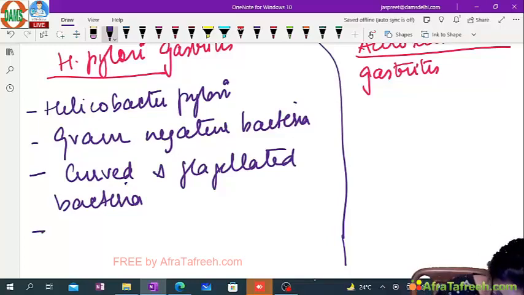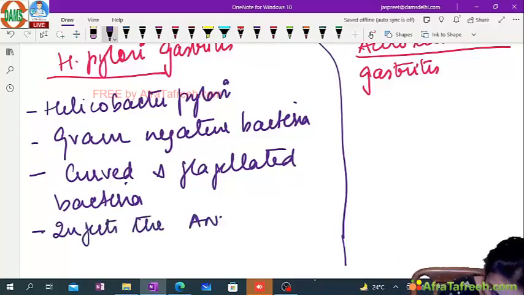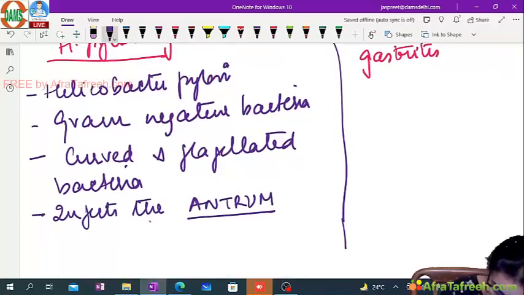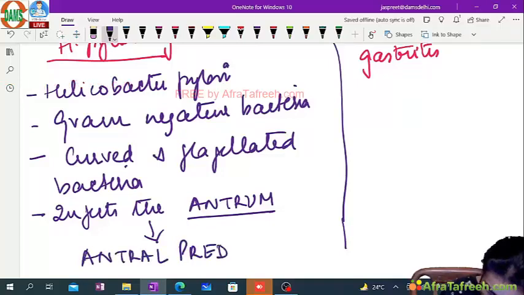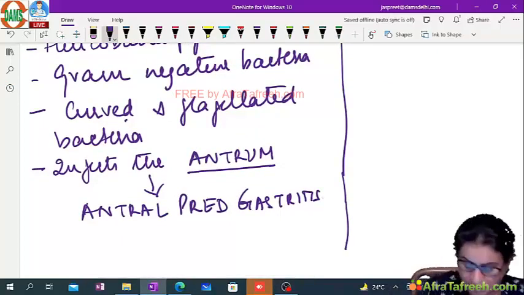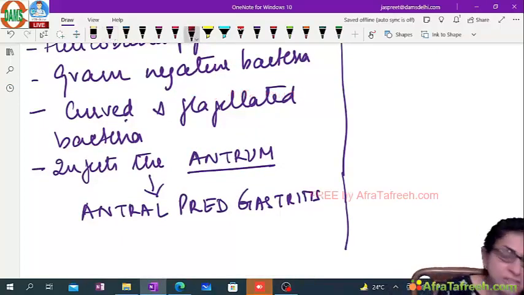So H. pylori is a gram-negative, curved and flagellated bacteria, and it infects the antrum of the stomach. Which part does it love? Antrum. So it infects the antrum and causes antral predominant gastritis, gastritis which is predominantly in the antrum. And then complications, what all can H. pylori gastritis lead to?